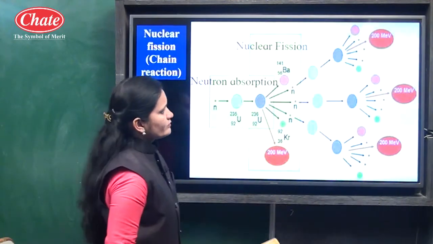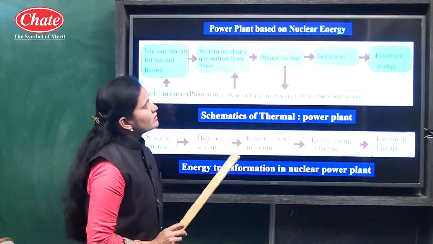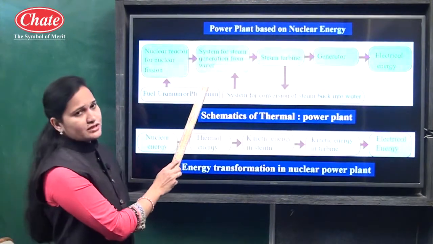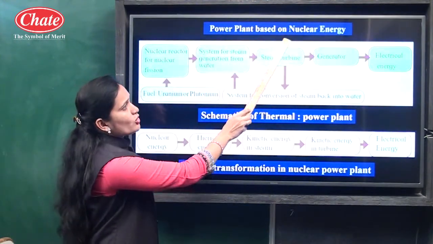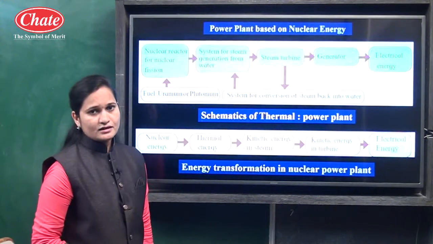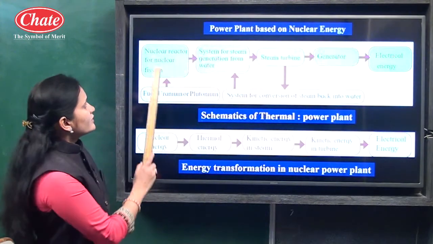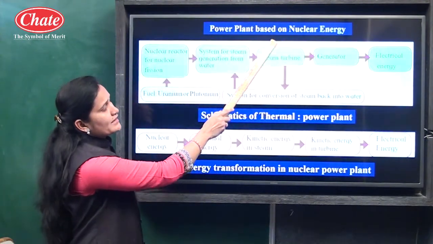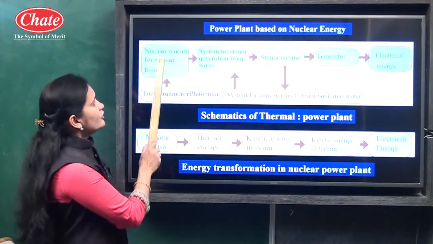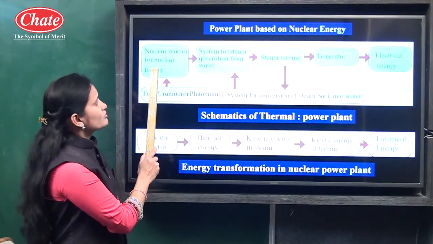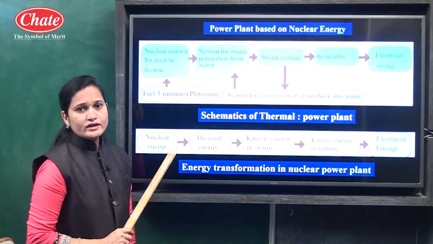Okay, so this is useful. This nuclear fission is useful for power plants based on nuclear energy. Now how is it useful? In a power plant based on nuclear energy, a nuclear reactor is used for the nuclear fission. Now what does nuclear reactor mean?